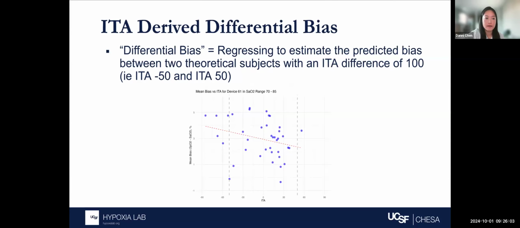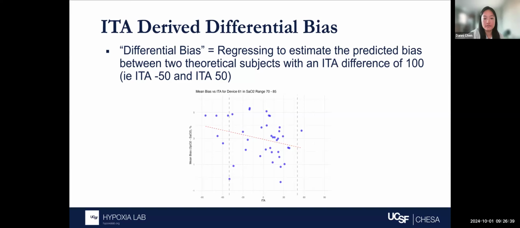Next, we'll be talking about the ITA-derived differential bias, which we can think of as regressing to estimate the predicted bias between 2 subjects with an ITA difference of 100. So visually speaking, the example here plots the mean biases versus ITA in one of the two specified SaO2 ranges. Each of the purple dots represents a subject's mean SpO2 minus SaO2 difference within the range versus the subject's ITA at the device probe site.